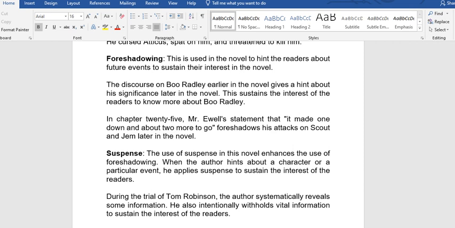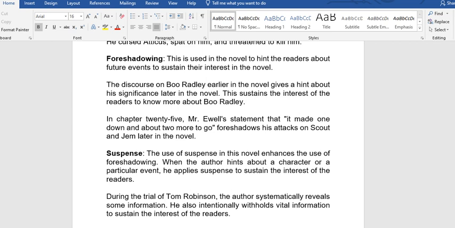The discourse on Bradley earlier in the novel gives a hint about his significance later in the novel. This sustains the interest of the readers to know more about Bradley. That is, the information given about Bradley at the beginning of the novel will sustain the interest of the reader to know more about who Bradley is and what really happens to him.